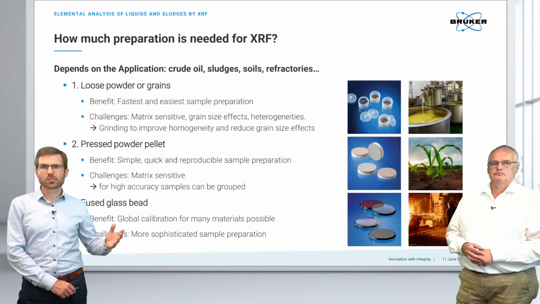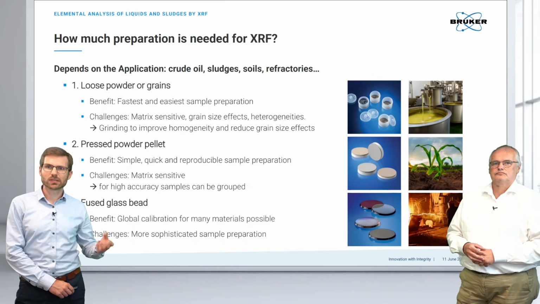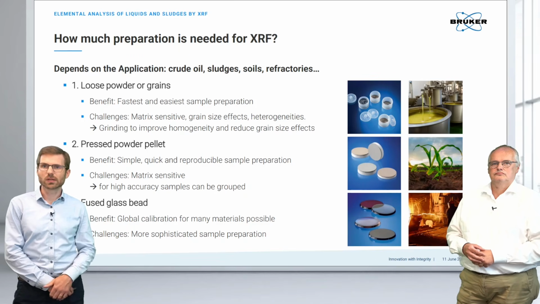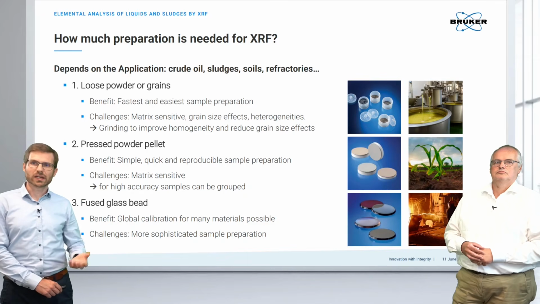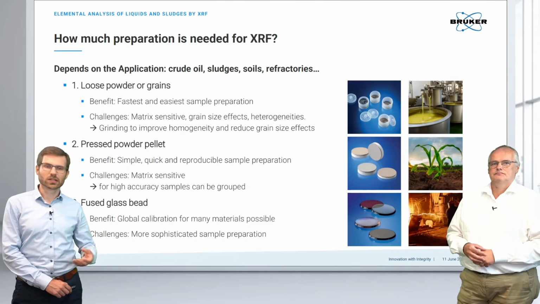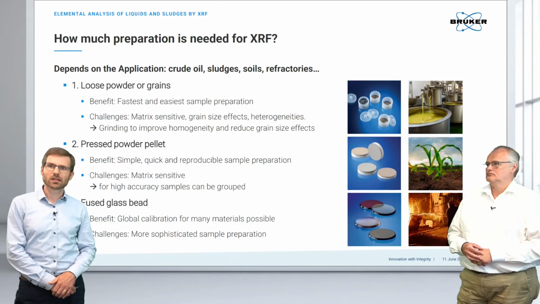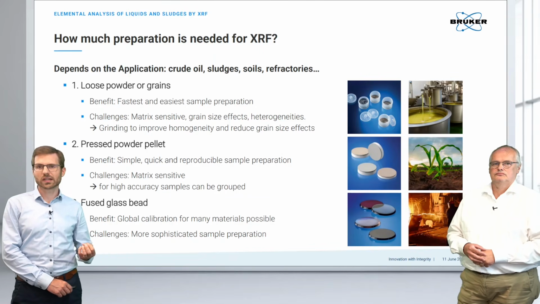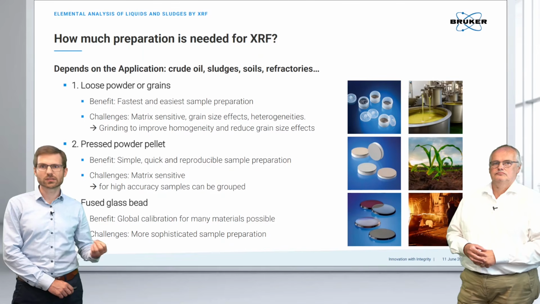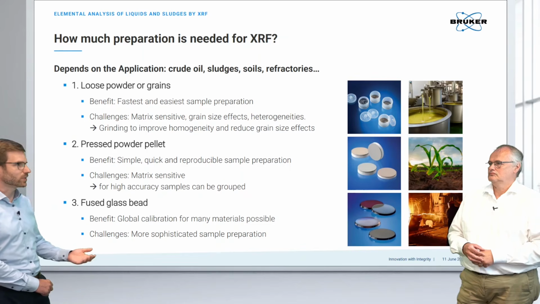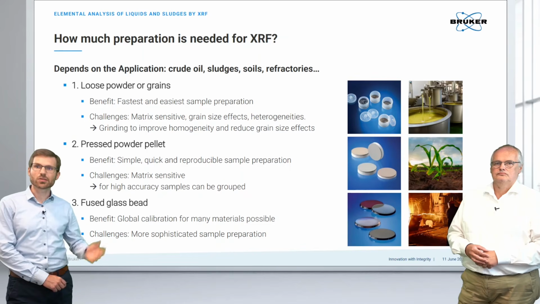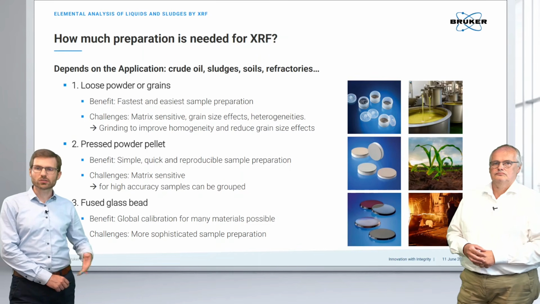So you can put a material into a liquid cup. It's called liquid cup, but it can also be a powder or some slurry. You can have a powder that you grind and press into a pellet, or you can take the entire material, ignite it with a flux, essentially, and turn it into a glass bead with a very light matrix. So these are the three options. There are always pros and cons about this.